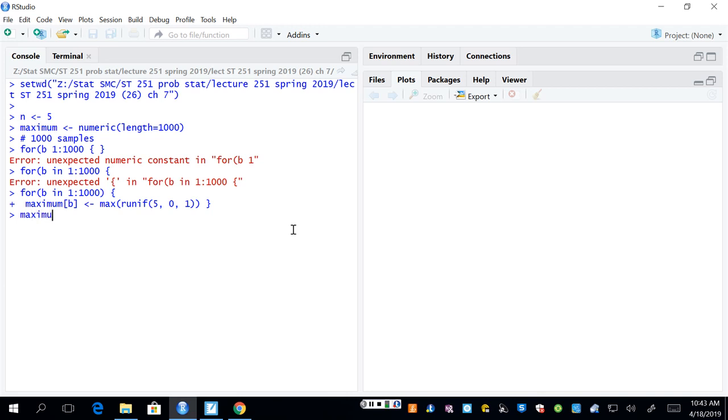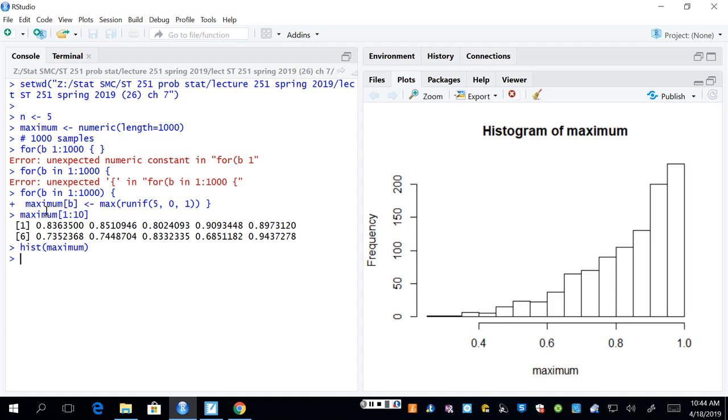So we're going to take the maximum, and save it in that maximum value. Now the maximum values, here's the first 10. Each one of those is a maximum of 5 numbers. I haven't shown you those 5 numbers, but those are uniform numbers. And so there's a distribution associated with the maximum. If we take the histogram of the maximum values, it looks like that. And so our maximum, when we're randomly picking 5 uniforms, is concentrated up there near 1. You tend to get higher than average, higher than 50% maximums when you take 5.